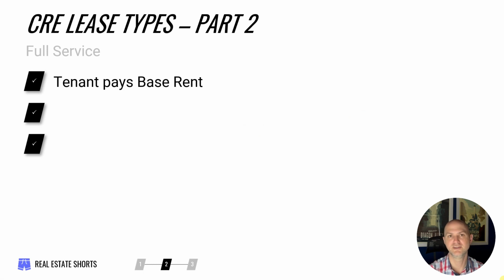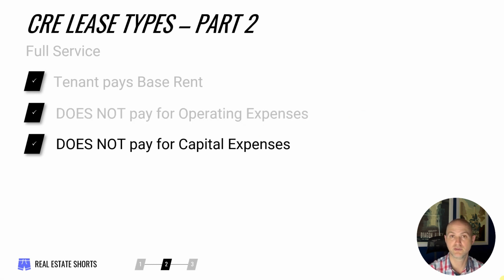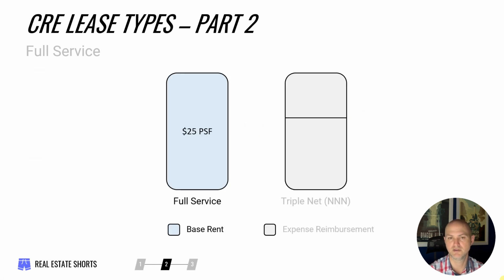So let's talk about the full service lease. The full service lease means that the tenant pays base rent, but only pays base rent. They don't pay for their share of operating expenses. They don't pay for their share of capital expenses. They are only paying base rent. So if we were to assign numbers to this, maybe they pay $25 per square foot per year. And that's it. So if taxes increase, if insurance declines, if the water bill doubles, it doesn't matter. Tenant is paying $25 per square foot per year.